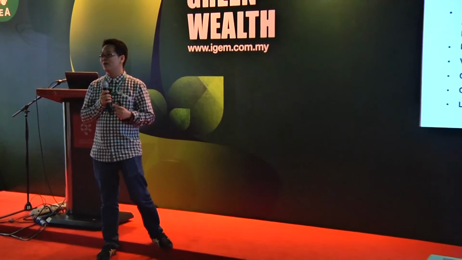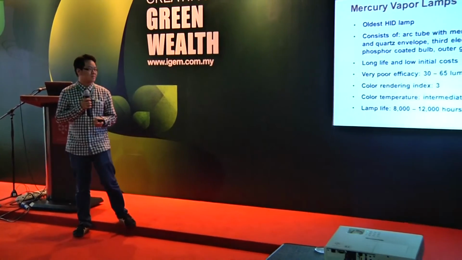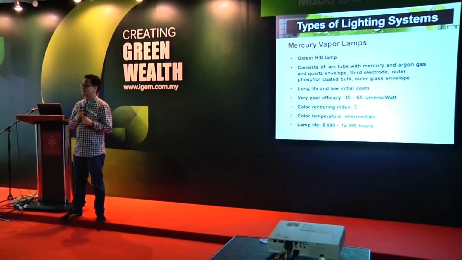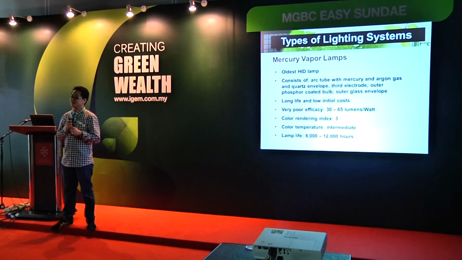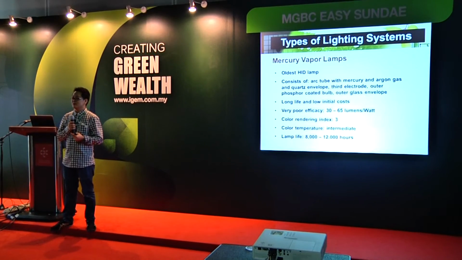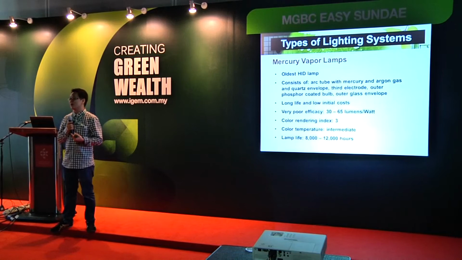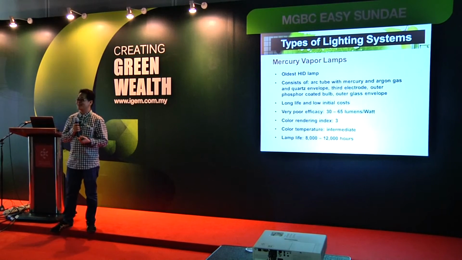Now, another one is the mercury vapor lamp. This is one of the first types of HID lamps, and has been around the market for many years. It's the first type of lamp that gave us the high intensity discharge. But this lamp is only white color. You don't have other ambiences to choose from.